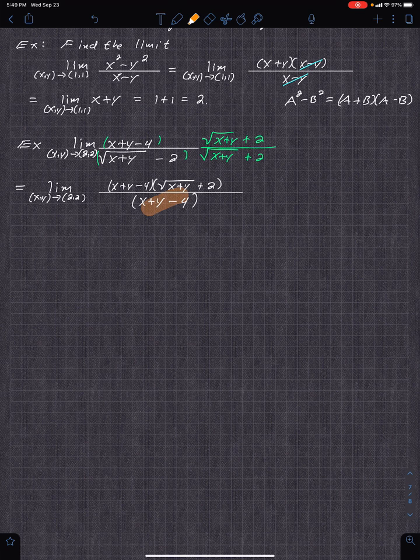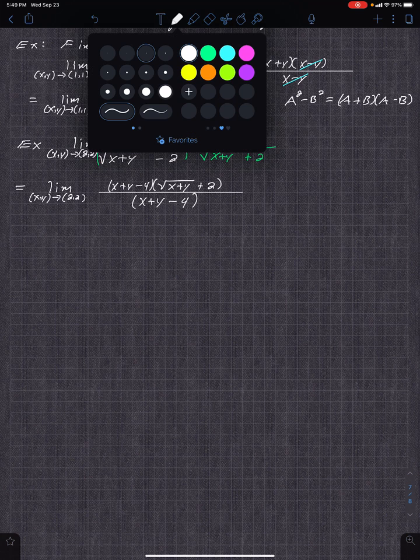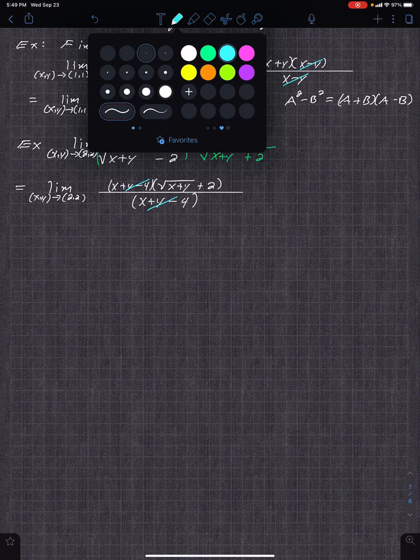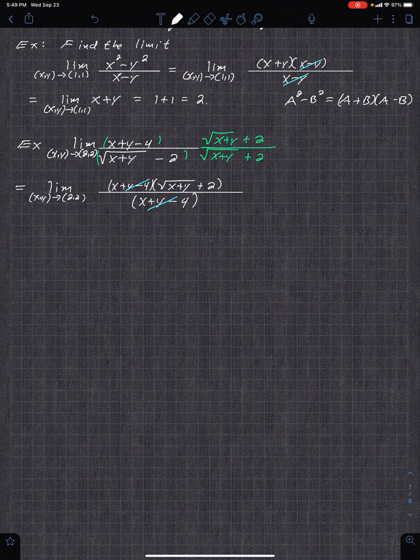So here's x plus y minus 4. That gets to reduce, and you're left with just the square root of x plus y plus 2. And so you can just take the limit right there. You don't have to show the next step, really. You can just substitute in directly. So 2 plus 2, that's root 4 plus 2, so it's equal to 4.